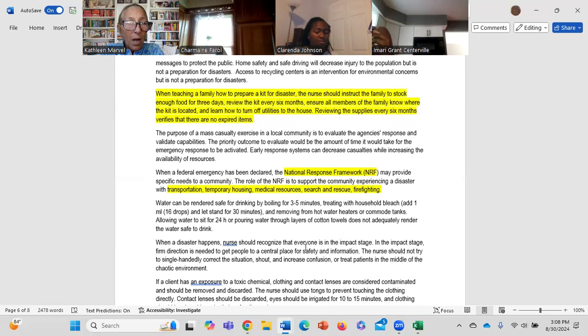Right? We need to teach to stock enough food for 3 days. We need to teach to review the kit every 6 months for any expired items. We need to make sure all family members know where the kit is located. And we need to make sure that family members know how to turn off utilities in the house. I know you don't really think about disasters in the community, but if you are working in community health, you will be very involved in this planning.